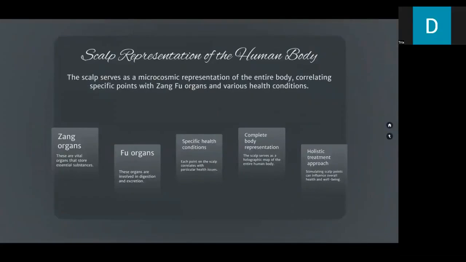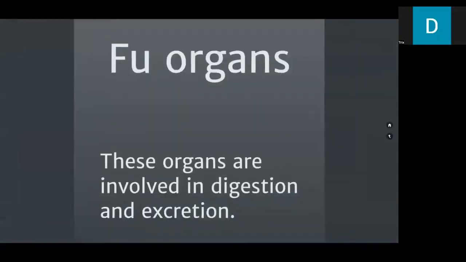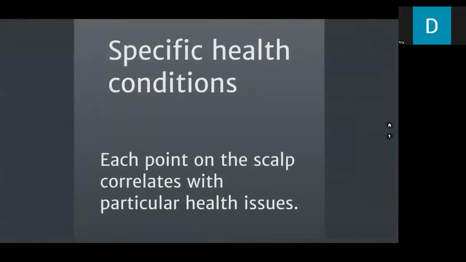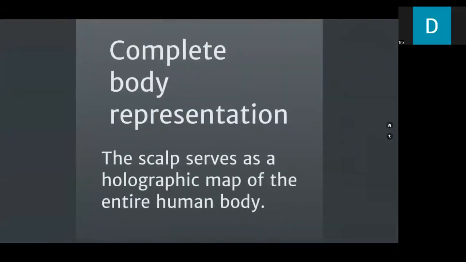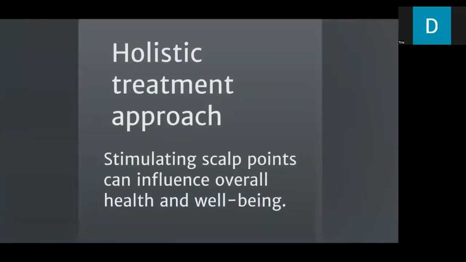Scalp representation of the human body. The scalp serves as a microcosmic representation of the entire body, correlating specific points with Zhang organs and various health conditions. The Zhang organs are vital organs that store essential substances. The Fu organs are involved in digestion and excretion. Specific health conditions: each point on the scalp correlates with particular health issues. A complete body representation: the scalp serves as a holographic map of the entire human body. Holistic treatment approach: stimulating scalp points can influence overall health and well-being.